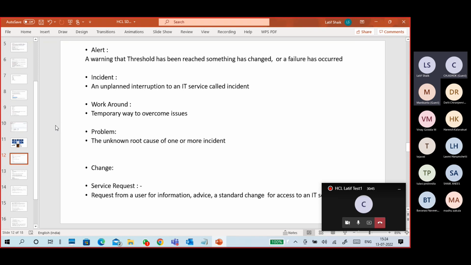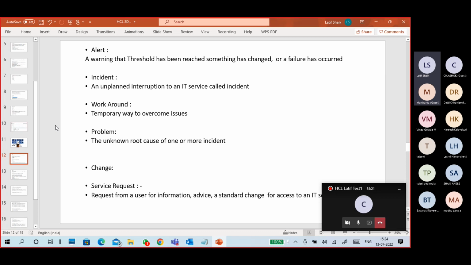Next is the change. A change is changing anything, like you change a design, you change some part, or you update or upgrade, or replace the RAM, the processor, the cable, or the design. That also comes under change. Next is a service request. Users require certain information, or advice, or some standard changes. They follow it through a service request.